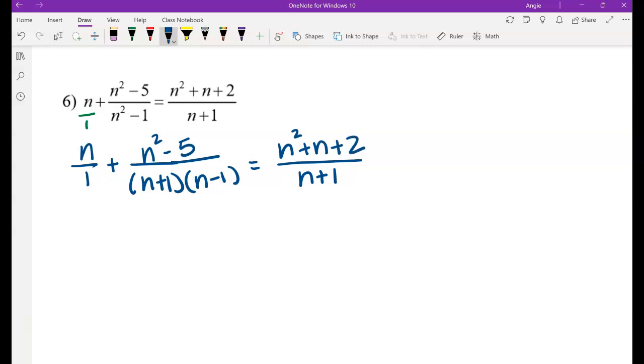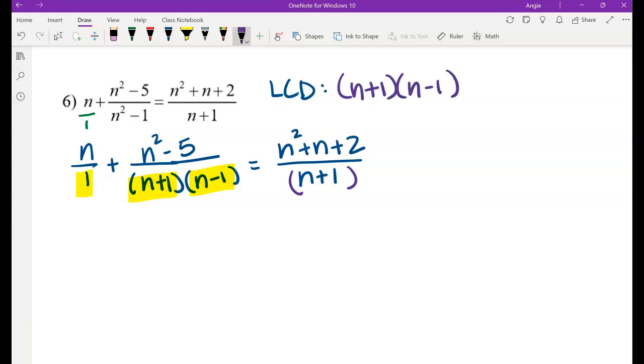Okay, so just like all of the other questions, we want to find the lowest common denominator. Between 1, n plus 1, and n minus 1, and clearly this is just a repeat of n plus 1, the LCD is n plus 1 times n minus 1. Take each term and multiply. Are you guys ready? First, n. Multiply by the LCD, n plus 1 times n minus 1.